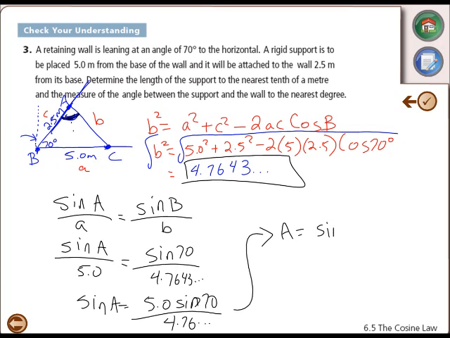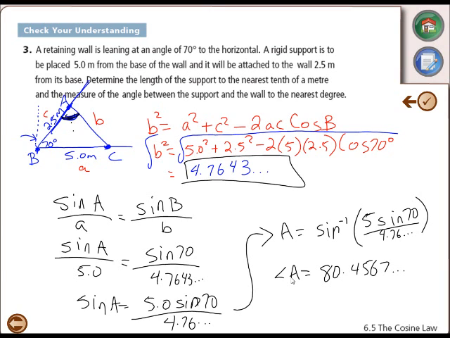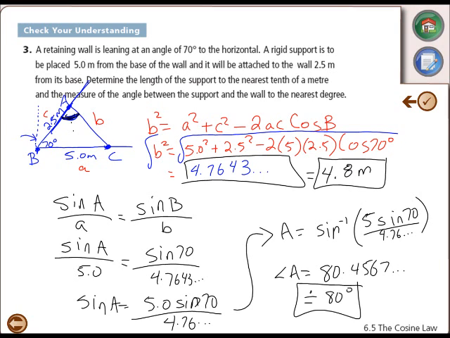A is equal to the inverse sine of that. 5 times the sine of 70 over my 4.76 ... Put in the dots to make sure I know I'm carrying the decimal. When we punch that into our calculator, we get angle A being approximately 80.4567 ... or approximately equal to 80 degrees. Length of B, oh, we needed the nearest tenth, 4.8 meters and 80 degrees.